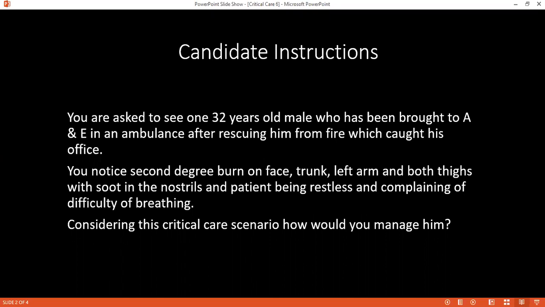Firstly, I will manage this patient according to the ATLS protocol, the ABCDE approach. The first and most important is to protect the airway and consider the presence of any inhalational injury or airway edema, considering intubation if there is impaired airway or breathing.